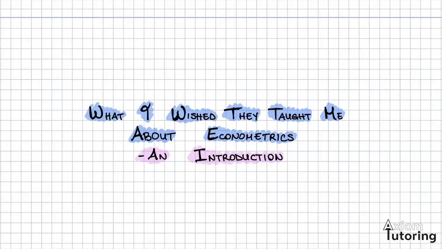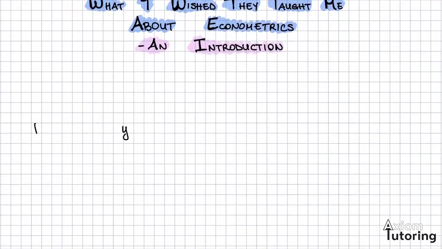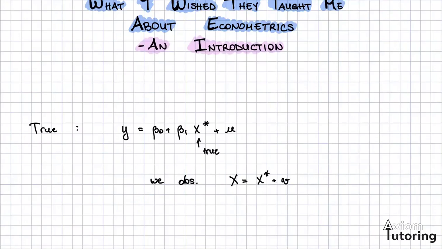Suppose that the true relationship is as follows. So we've got the true relationship, y equals beta 0 plus beta 1 x star plus an error term u. The x star is the true explanatory variable, and unfortunately, we don't observe this x star directly. Instead, we observe an x which is equal to x star plus some v. Here v is the classical measurement error.